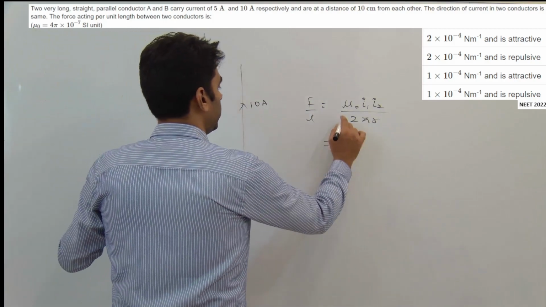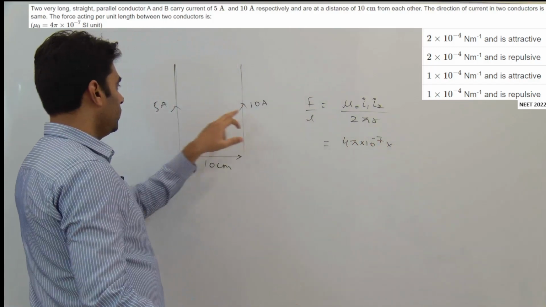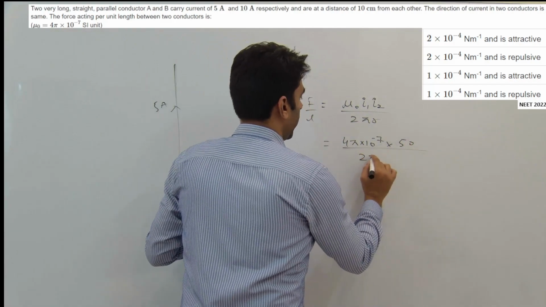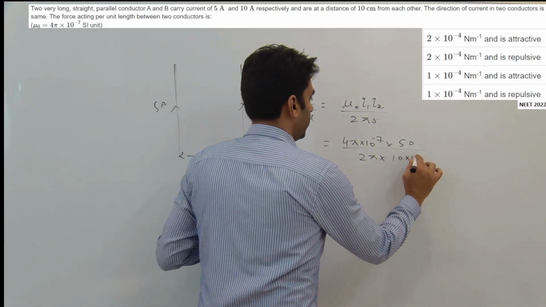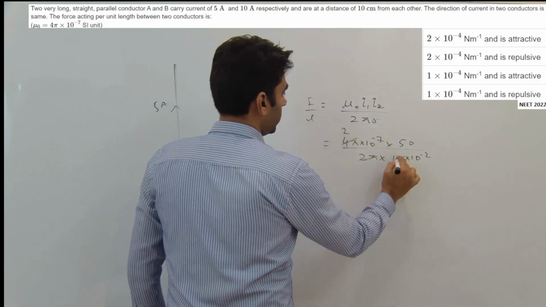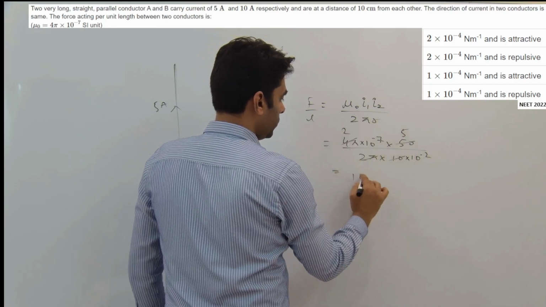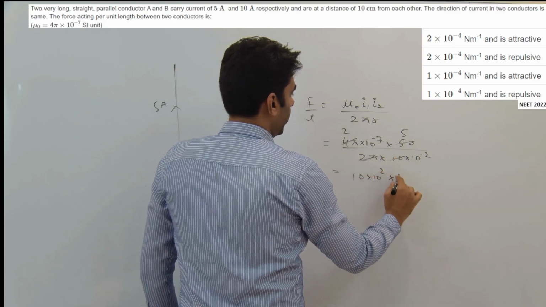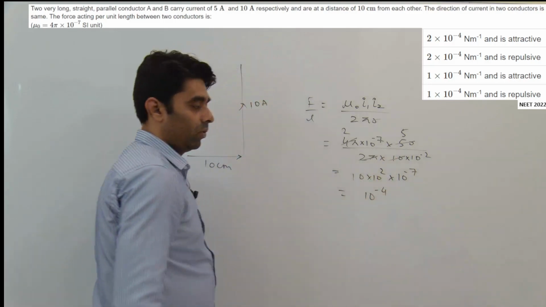So let's substitute the values: 4 pi into 10 power minus 7, I1 I2, which is given as 5 and 10, that means 50, by 2 pi into r. Separation between them is 10 centimeter, 10 into 10 power minus 2, right? So we get over here, 2 times 5 is 10, and this will come out to be 10 into 10 power 2 into 10 power minus 7. So what are we left with over here? 10 power minus 4.